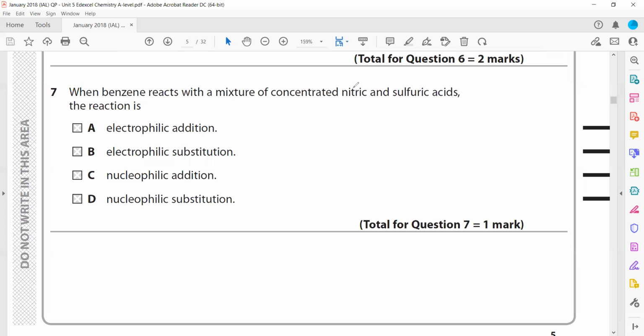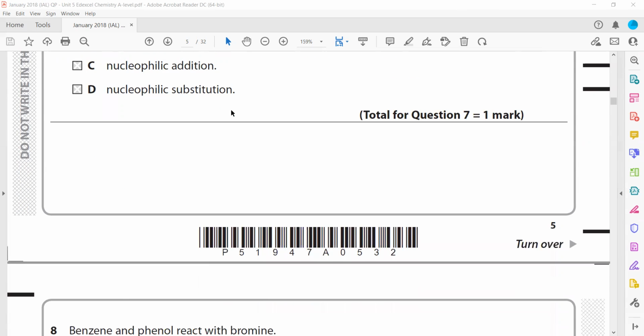Then benzene reacts with a mixture of nitric acid and sulfuric acid. So what are the reactions of benzene? Benzene reactions are electrophilic substitution reactions. So B is the right answer. In the benzene topic, you will learn that the reactions of benzene are electrophilic substitution.